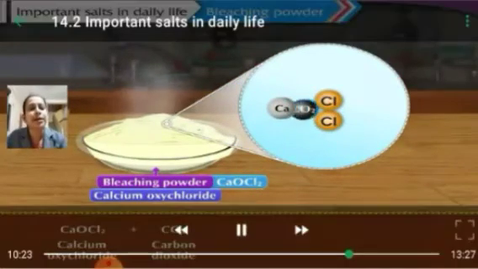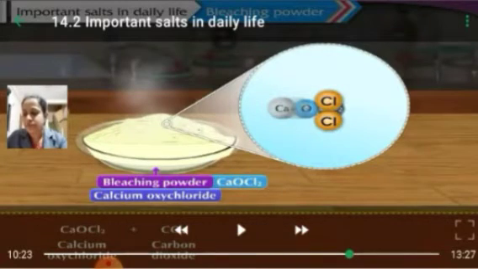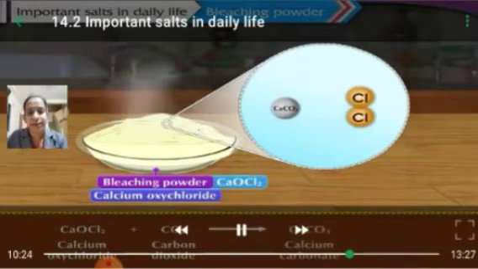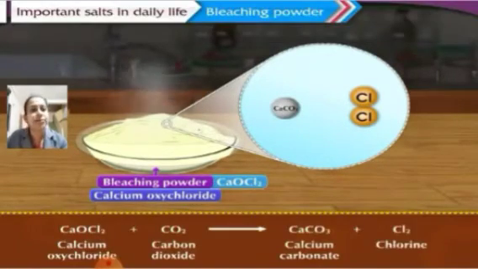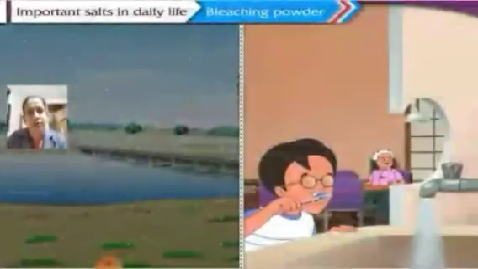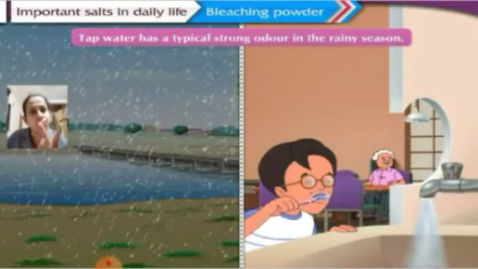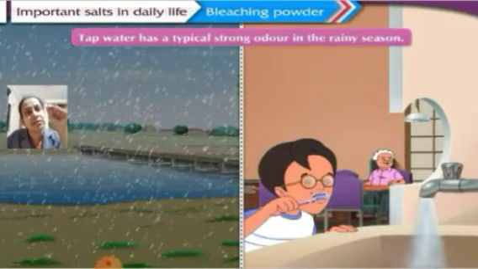Calcium oxychloride reacts slowly with carbon dioxide to form calcium carbonate, and chlorine gas is released. So this way also you can get chlorine gas. So you can get chlorine gas in two reactions. One is by reacting calcium oxychloride with sulfuric acid, and the other with carbon dioxide. You might have seen that bleaching powder is put on floor tiles to clean the floor tiles and all.